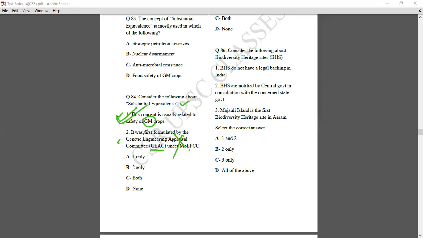Only statement one is correct. Why? Because this substantial equivalence concept is nothing but a food policy, right? It was first formulated in 1993 by the OECD. Obviously, GEAC uses it, but it was not first formulated by GEAC. It was first done by OECD in 1993. So the answer is only one. Next.